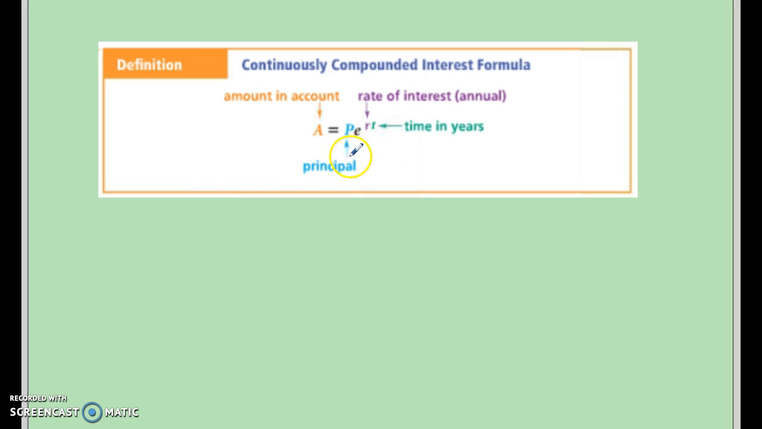So remember, e is that magical number. It's an irrational number. There is an e button on your calculator, so make sure you know where that is. So the A is the amount that's in your account. The P is the principal, and principal is what you start with. R is the rate of interest per year, right? And remember, you're going to be given this interest rate in a percent, and we first have to change that percent to a decimal, and then we can use it. And t is the time in years.